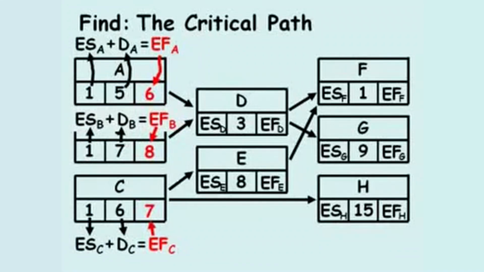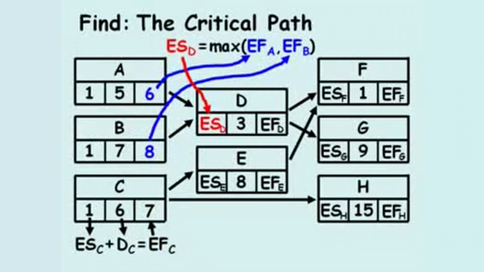The early start of activity D equals the greater value between the early finish of activity A and the early finish of activity B, which equals 8. Since the value of 8 came from activity B, we'll add in a dotted line beside the arrow to help us quickly trace back later in the problem.